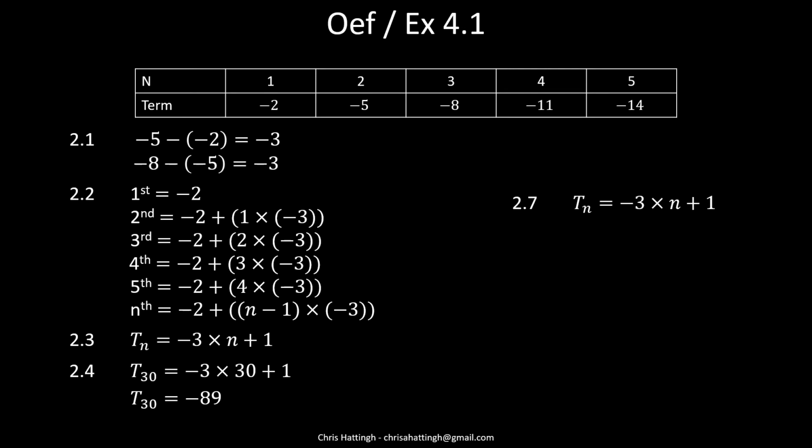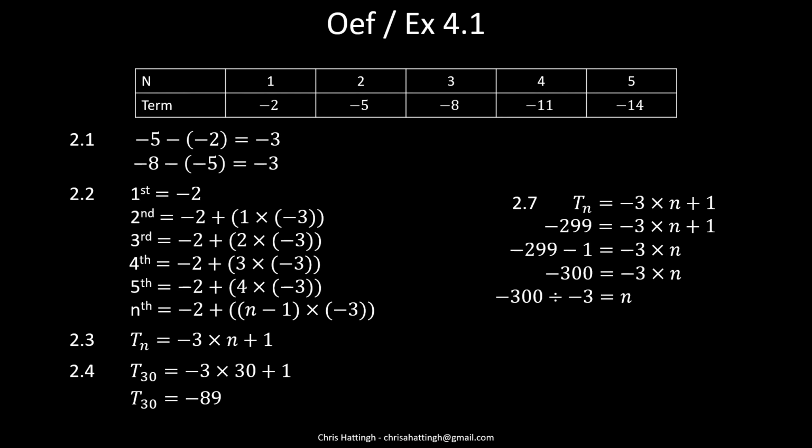2.7, use your rule and determine the position of minus 299 in the sequence. So you're going to set minus 299 equal to the formula and you're going to solve the equation. So take over the positive 1, it changes to a minus 1. So minus 299 minus 1 gives you minus 300. Then you need to take over the minus 3. Because you are multiplying, opposite is divide. So you're going to say minus 300 divided by minus 3. So the position will be 100.